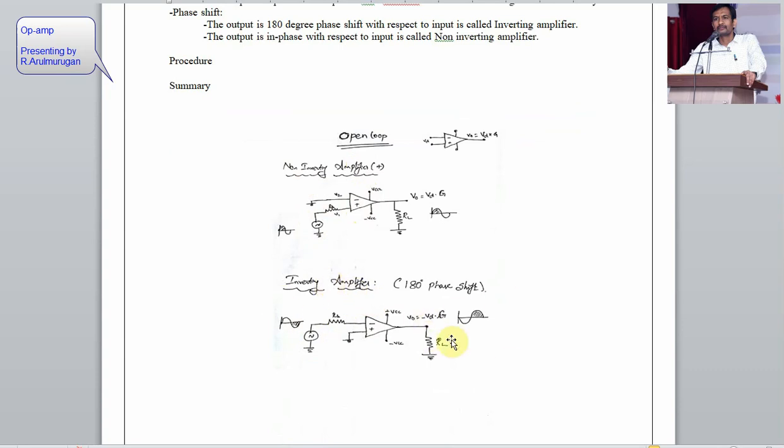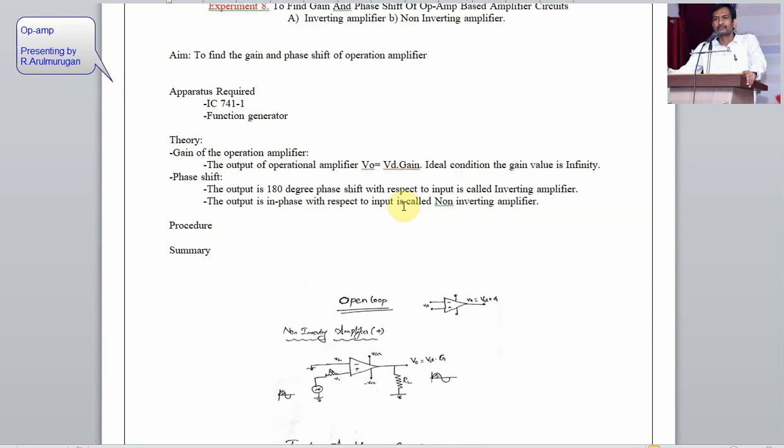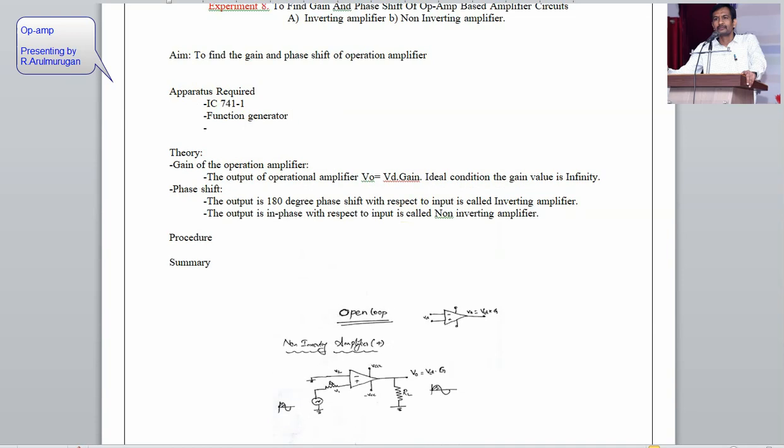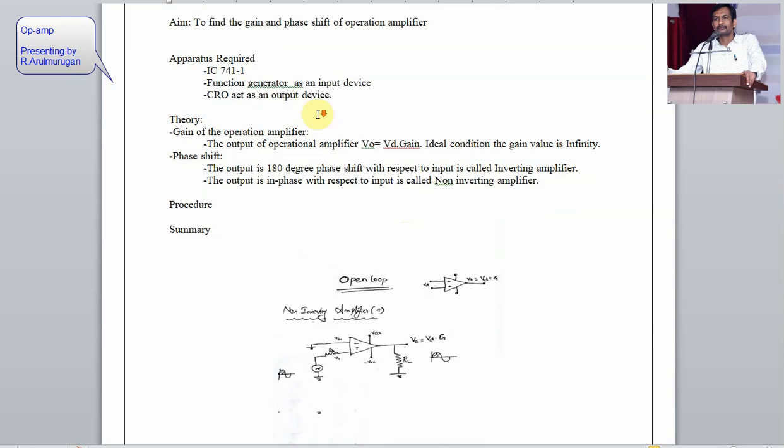What about the output? The output is the difference of the inputs at the two terminals multiplied by the gain. That is the output. This is about the apparatus. Then you will see the output through the CRO. So the function generator is required as the input device, and the CRO acts as the output device. That's all you need.